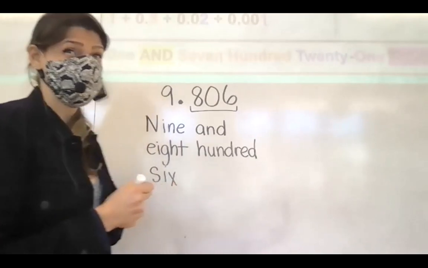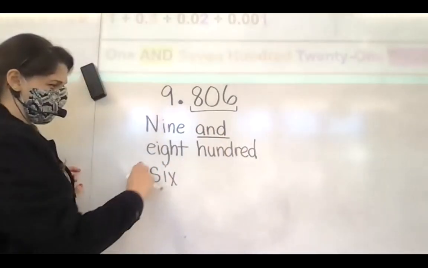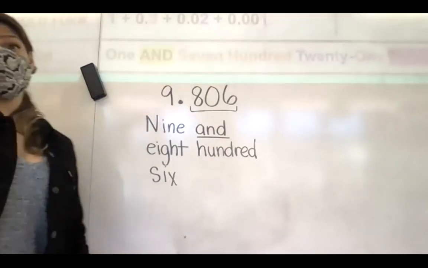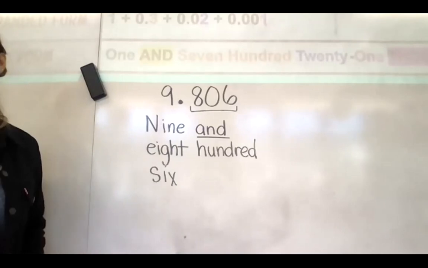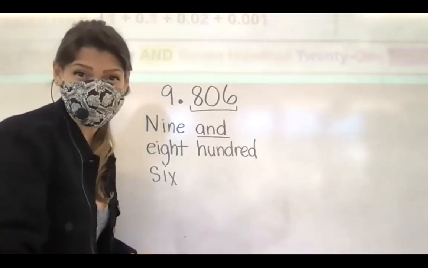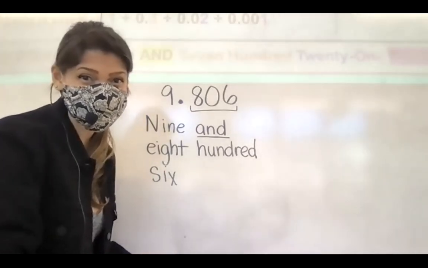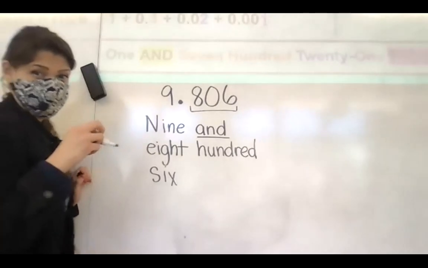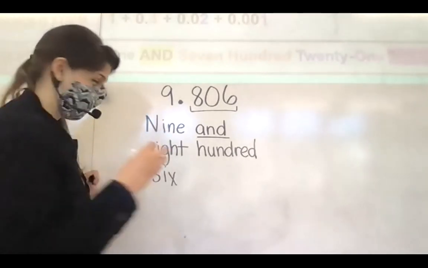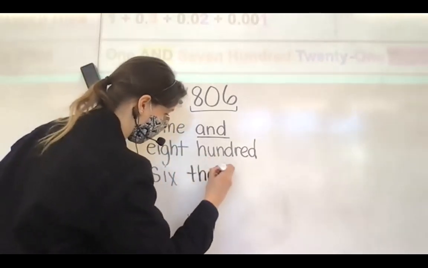Enzo, we did put "and," but I still don't know how much this is worth. I don't know what place this ended in. What place did this end in? Seraphin? 9 and 806 thousandths. Good.